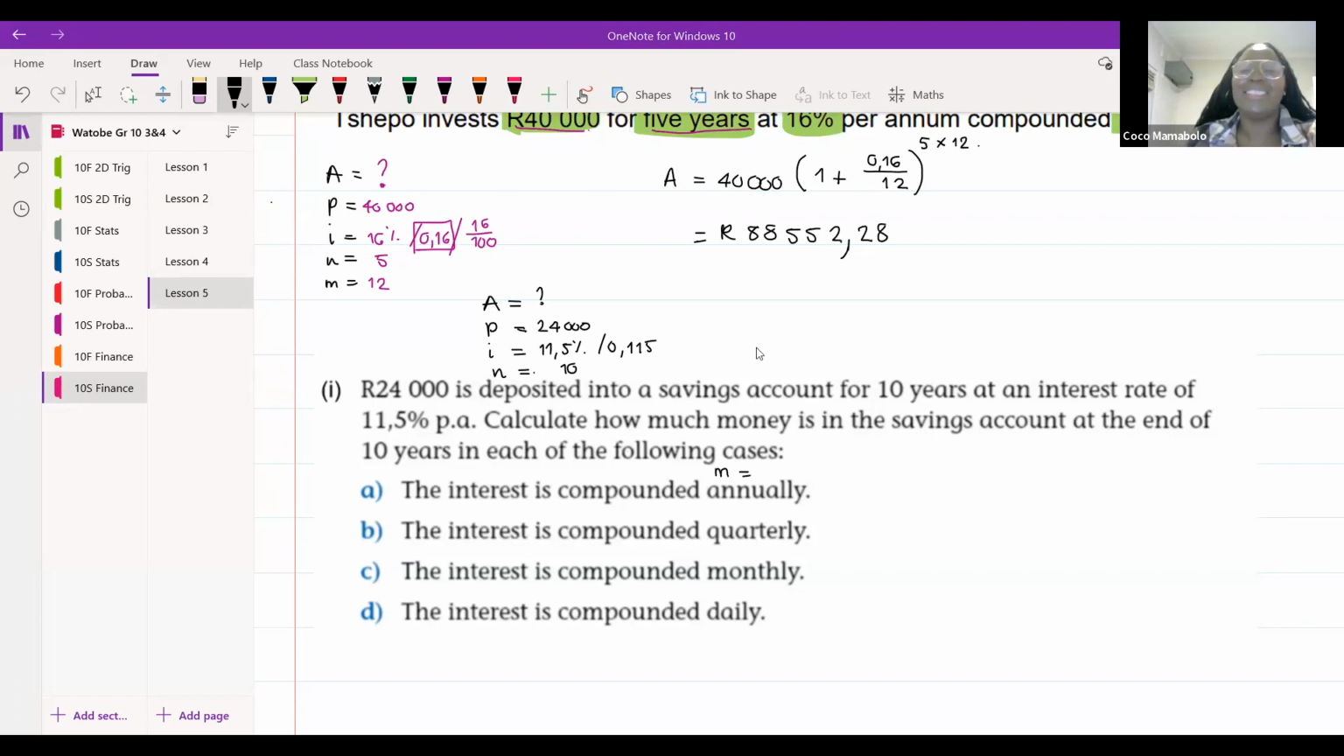Correct. Nyasha, you're just killing it. M is equal to 1. Annually means 1. What if the interest is compounded quarterly? Our M is going to equal 4. If the interest is compounded monthly, M is equal to 12. And if it's compounded daily, our M is equal to 365.